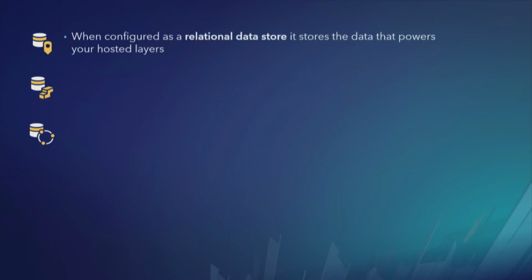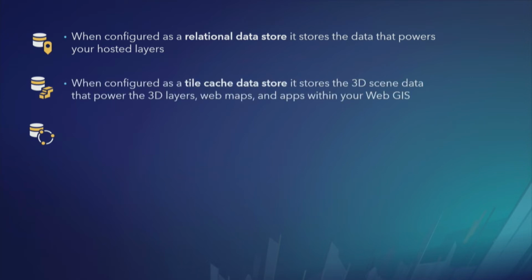Like big data is much faster and more responsive if I use it in an unstructured format, a NoSQL kind of approach. Whereas relational data is much easier to deal with if I can use SQL to query it. So the relational data store is what you're going to use probably for most everything. But if you're working with 3D data, you will use the tile cache data store.